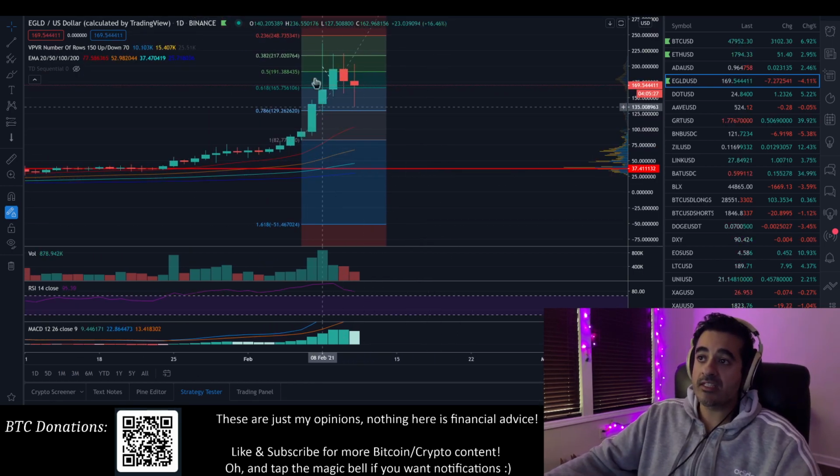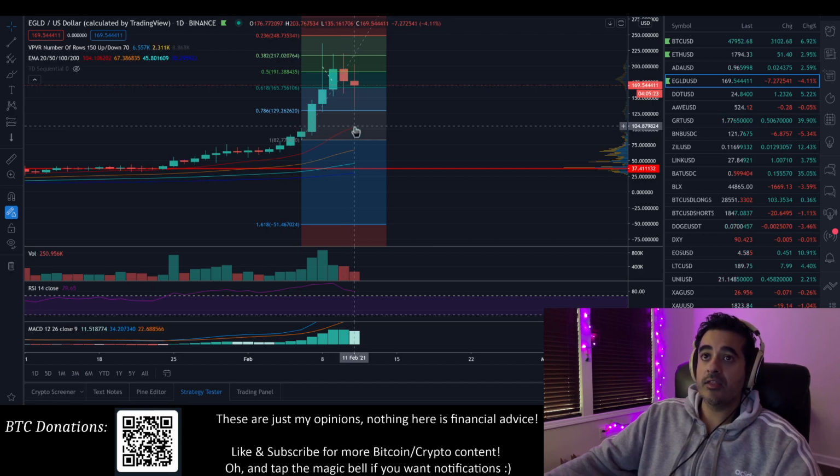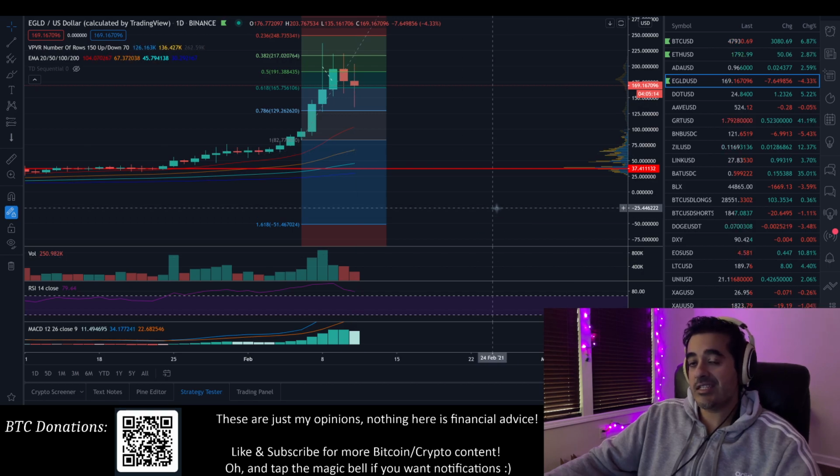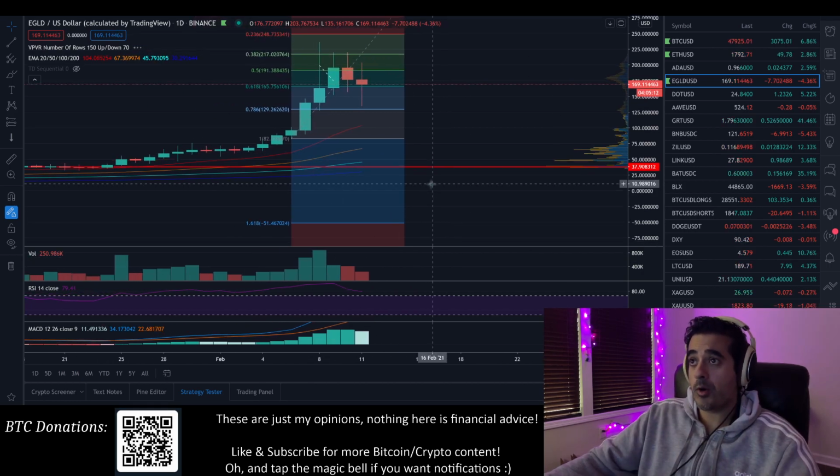What we don't want to see is ourselves on the daily time frame fall below the 20 exponential moving average. That's at the 100 level. So if we were to fall all the way down there, that means that support below that doesn't strike in until around $67. And that's a massive drop from where we are now.